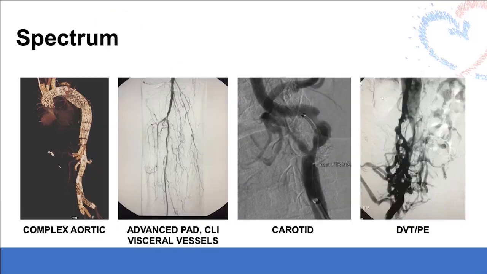The spectrum that we are covering starts from complex and simple aortic interventions. It goes to advanced PAD, CLI, and visceral arteries. Then we go to carotid artery disease. And finally, we are also covering deep vein thrombosis and pulmonary embolism. In this presentation, I will go through all these diseases through presentation of different case examples. Now let's start with the complex aortic.